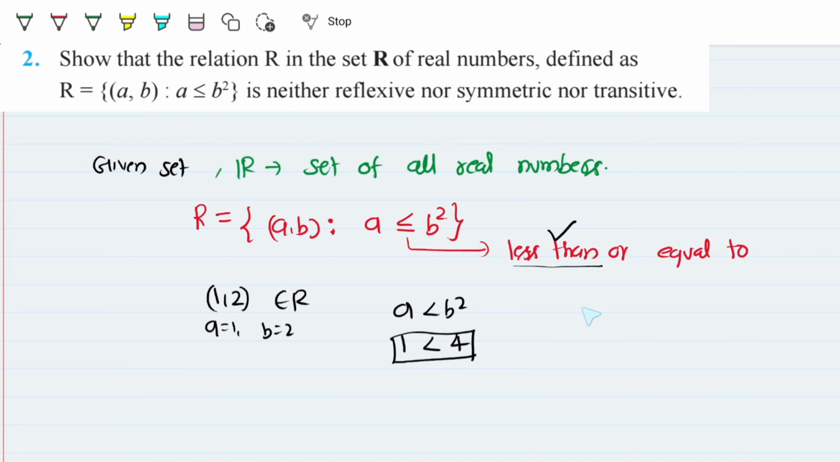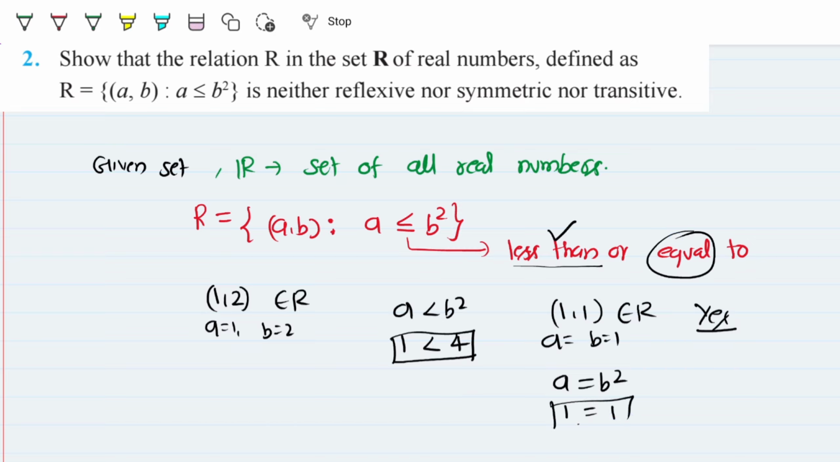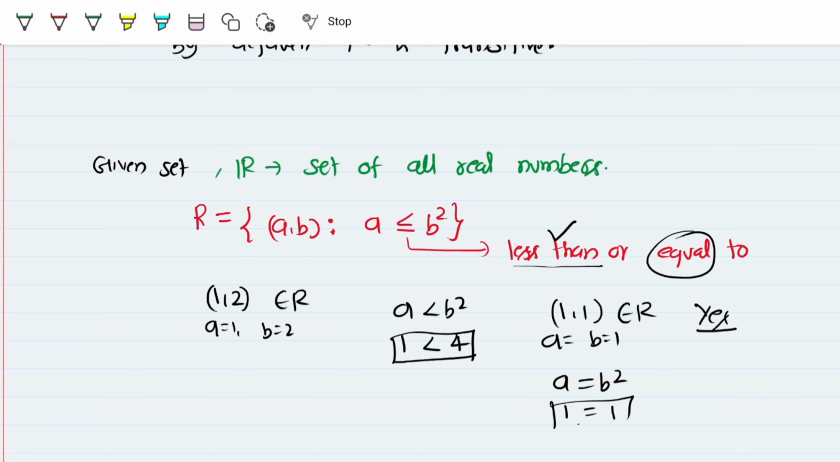Okay, if I say (1, 1) belongs to R, yes. Why? Because here the a value is 1 and the b value is 1, so it follows a equals b square, because a is 1 and b square is also 1, and 1 equals 1. So here this condition is satisfied with equality. So are you getting it? Either a less than b square or a equals b square, if any one condition is satisfied, the ordered pair will be in R. Now hope it's clear which ordered pairs will be in your R.